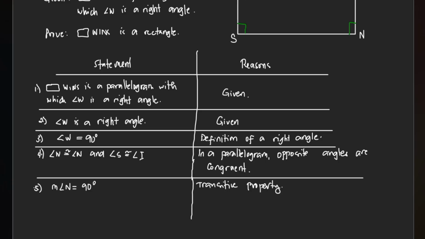So pag sinabi natin transitive property, for any real numbers x, y, and z, if x is equal to y and y is equal to z, therefore, si x at saka si z are both equal. So basically, kung si W is equal to 90, therefore, si N, or angle N, is also equal to 90. And that is transitive. Okay?